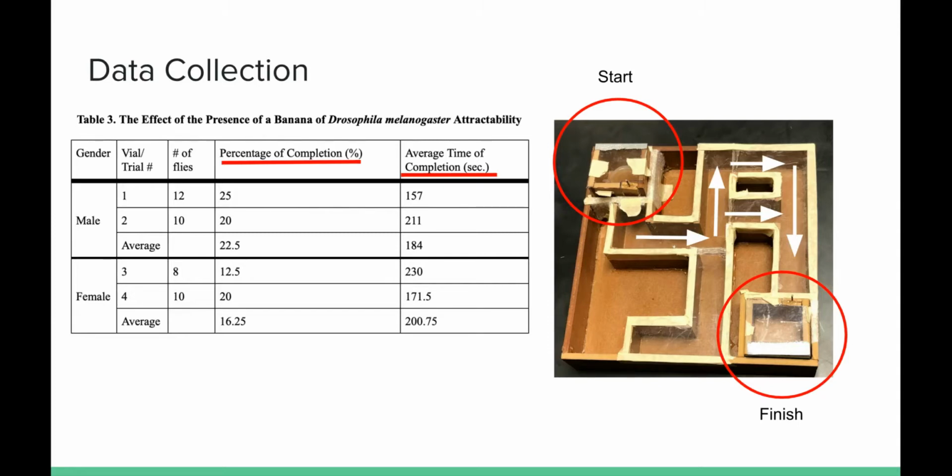Once all 4 trials for all 4 food sources were complete, the percent completion for every single trial was calculated by calculating the completed amount of flies divided by the total amount of flies in that trial multiplied by 100. Additionally, the average time of completion for each trial was calculated using each completion time added up and divided by the number of flies that completed that trial.